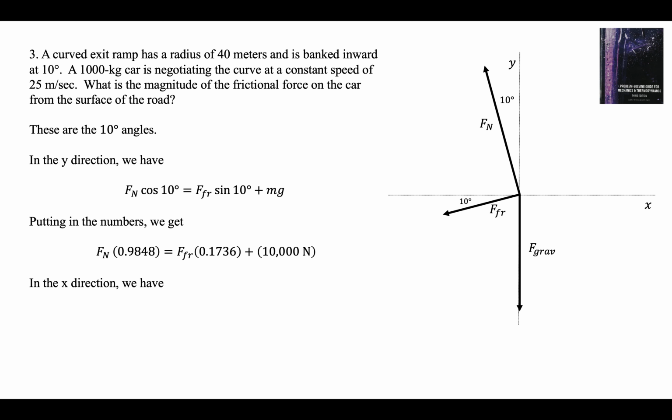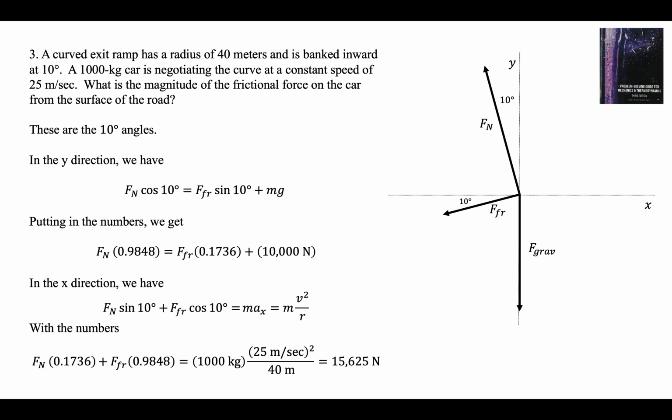In the x direction, there is acceleration, and it's produced by the normal force sine 10 degrees, this part right here, and the frictional force cosine 10 degrees. There are two inward forces, and they are equal to ma. Because we chose our x-axis horizontal, we can plug in v squared over r for a sub x. We have m and v and r, so we can plug those in and get the net force, 15,625 newtons towards the middle of the circle. And those are the forces.